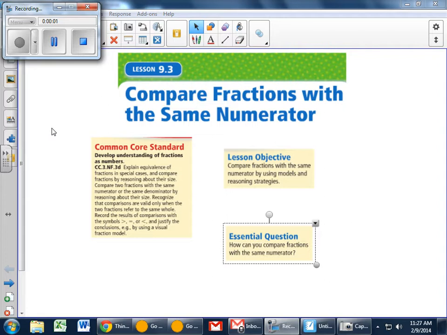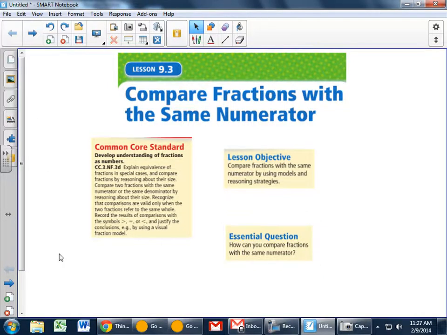Okay, we are moving right through this chapter, and we are on lesson 9.3, compare fractions with the same numerator. Looking at our Common Core standard, developing an understanding of fractions as numbers still. The lesson objective is to compare fractions with the same numerator by using models and reasoning strategies. So we're going to be drawing again and using fraction strips or circles. Our essential question is, how can you compare fractions with the same numerator?